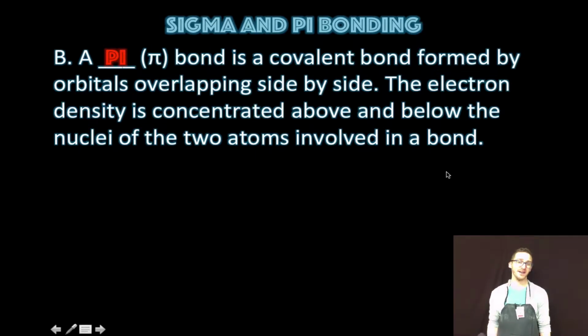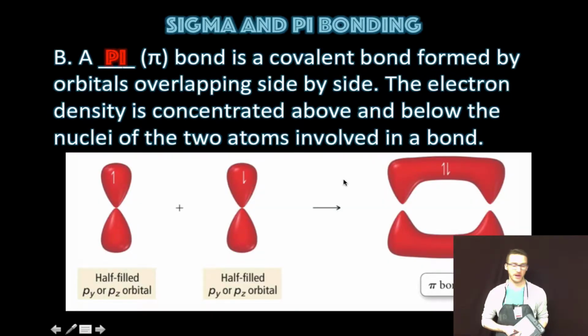Next, let's define pi bond. Pi bond is a covalent bond formed by orbitals overlapping not end to end, but side by side. Here, the electron density is concentrated above and below the nuclei of the two atoms involved in a bond.